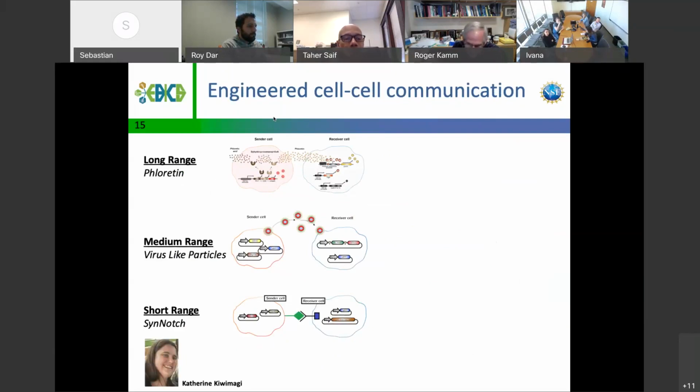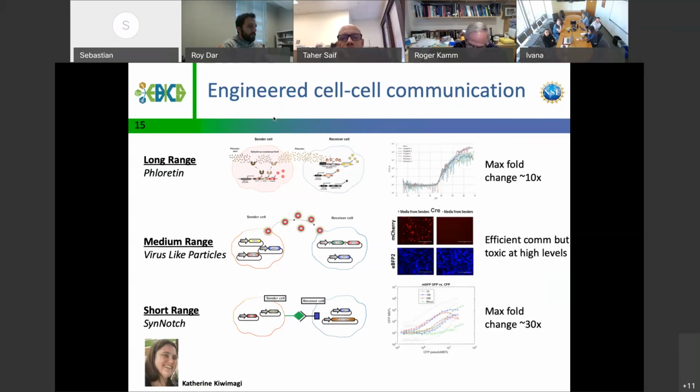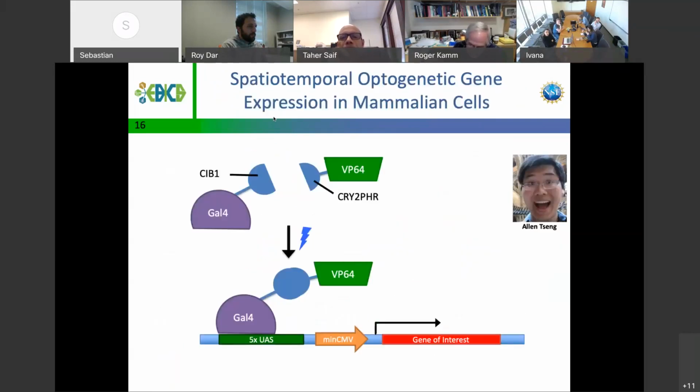Then in the Weiss lab, people had also engineered cell-to-cell communication, and we had discussed that there were long-term, medium range, and short-range platforms. Something also very relevant for development is the optogenetic platform that was also in the Weiss lab and demonstrated in CHO cells. This allows you to very precisely have spatial control over gene expression, which, as I mentioned at the beginning of the presentation, is a very important principle or rule that you see during development.